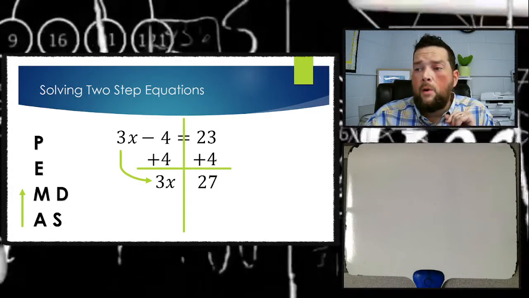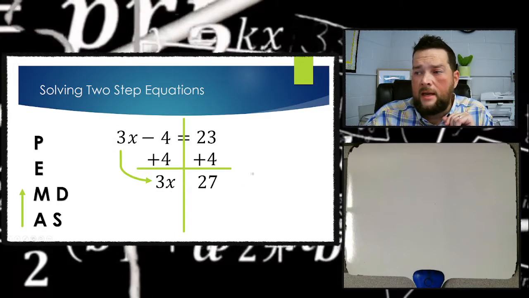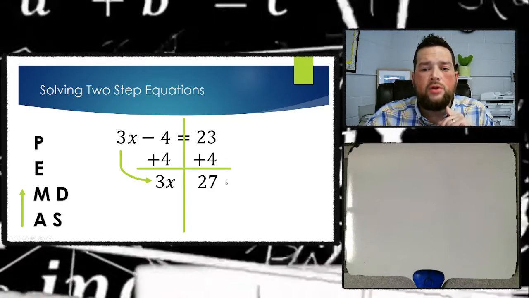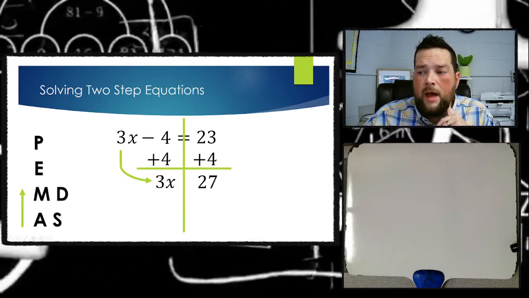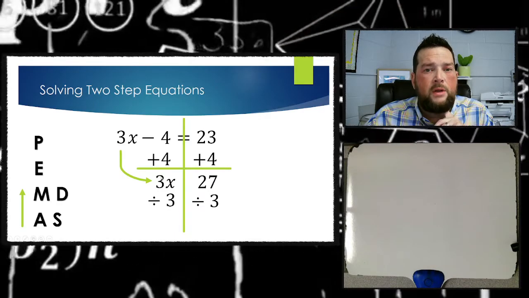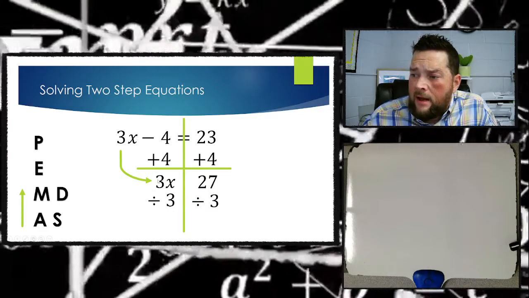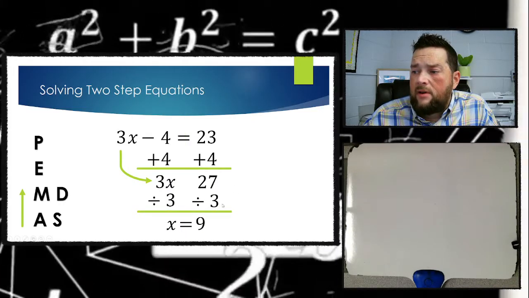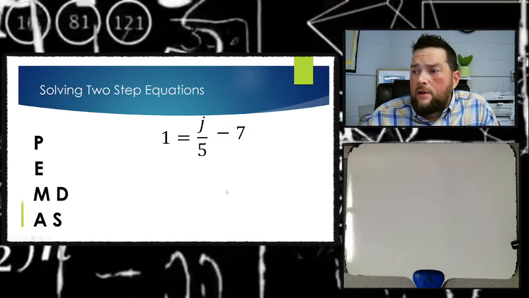All right, when we do that, what's left over on the left side is the 3x. We bring that down. And then on the right side, we have 23 plus 4 equals 27. Then we want to undo the multiply by 3. We got to do that by doing the opposite, which is to divide by 3. And then on this side, the left side, you've got just x left over. And on the right side, 27 divided by 3 is 9. All right. Let's go to this next one.